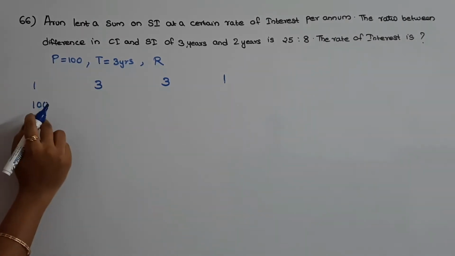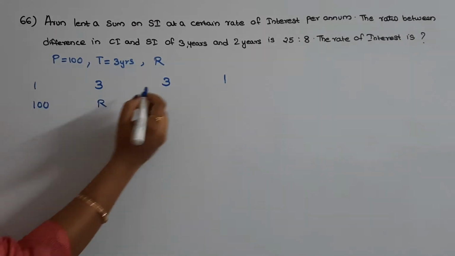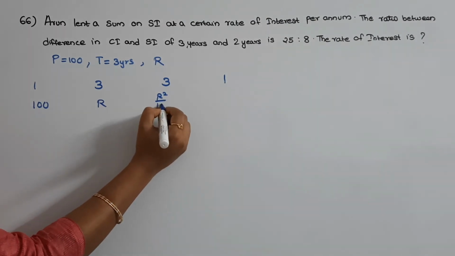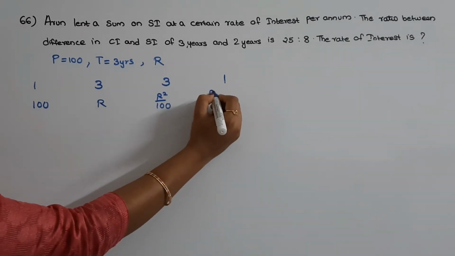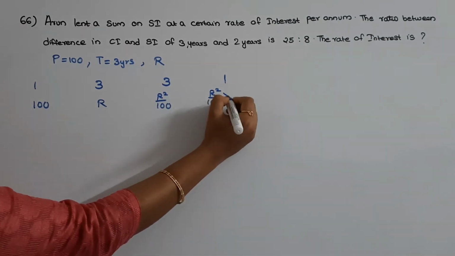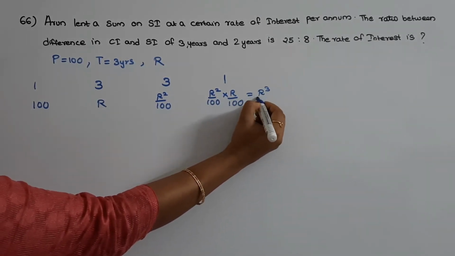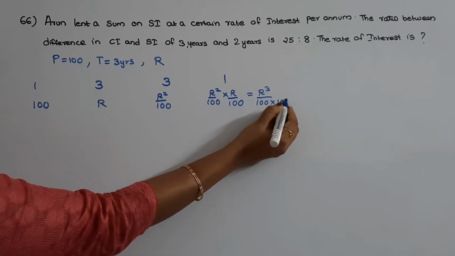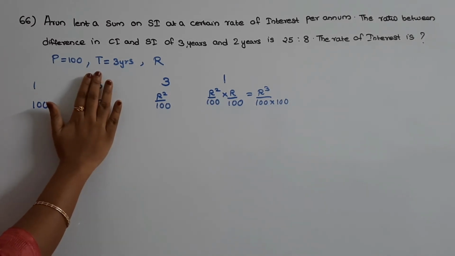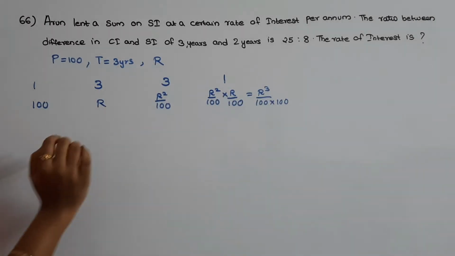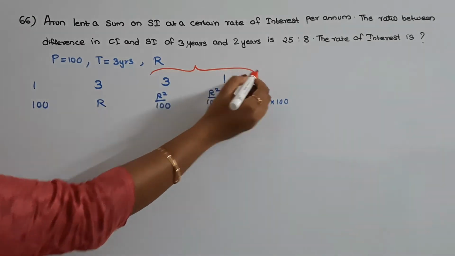Below this 3, this 100 into r by 100, that is r. Below this 3, this r into r by 100, that is r square by 100. Then below this 1, this r square by 100 into r by 100 will be equal to r cube by 100 into 100. Okay. Now we know that this part is for simple interest and the whole part after this principal is for compound interest. Hence the difference between simple interest and compound interest will be this part.